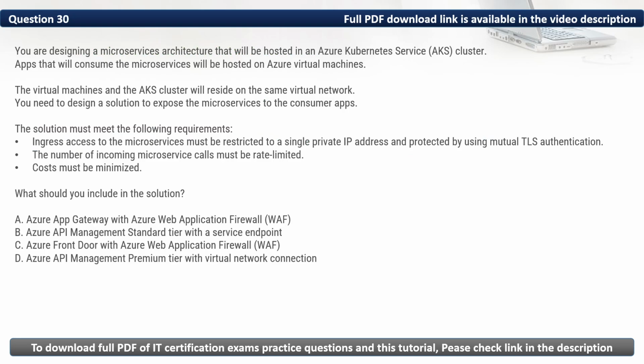Question 30. You are designing a microservices architecture that will be hosted in an Azure Kubernetes Service cluster. Apps that will consume the microservices will be hosted on Azure virtual machines. The virtual machines and the AKS cluster will reside on the same virtual network. You need to design a solution to expose the microservices to the consumer apps. The solution must meet the following requirements. Ingress access to the microservices must be restricted to a single private IP address and protected by using mutual TLS authentication. The number of incoming microservices calls must be rate limited. Costs must be minimized. What should you include in the solution?